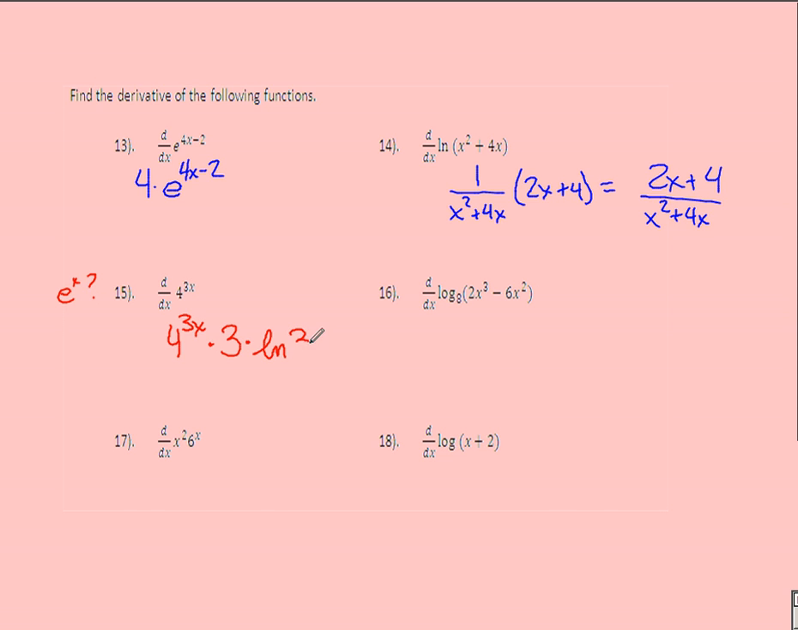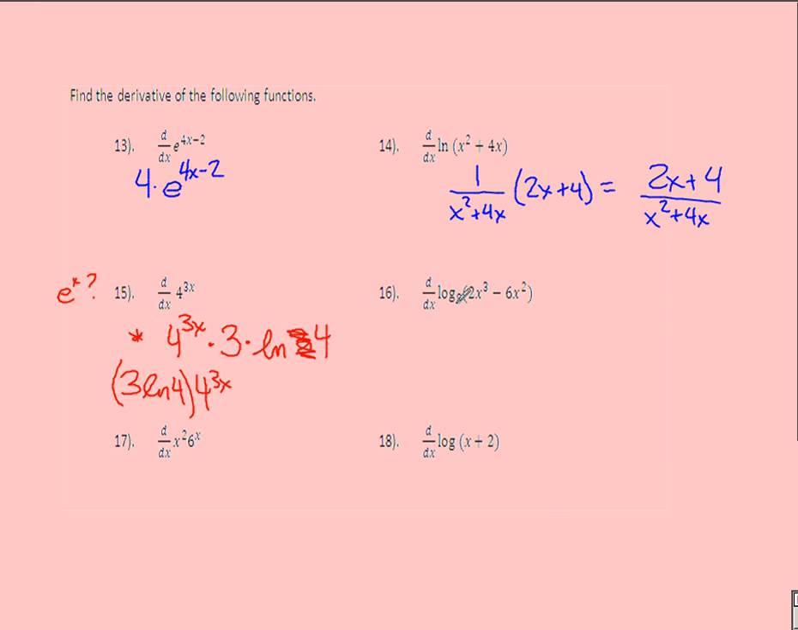We always multiply by the ln of, not 3, ln of 4, ln of the base. And if I rewrite this, it would be 3 times ln of 4, all times that 4 to the 3x. That would be the standard notation for it. If you left it like this, that would be alright.